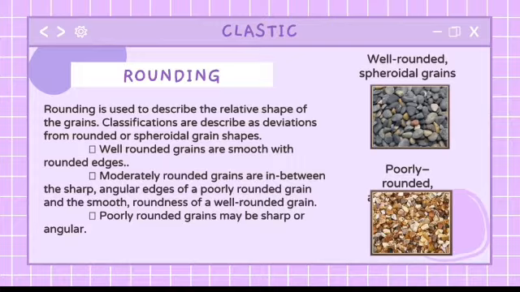Then there are moderately rounded grains, which are in between the sharp angular edges of a poorly rounded grain and the smooth roundness of a well-rounded grain. As for the poorly rounded grains, it may be sharp or angular. So, this one is poorly rounded grains or angular grains.